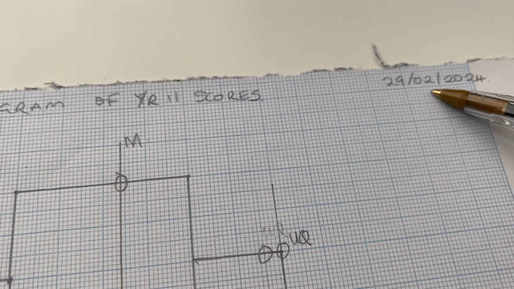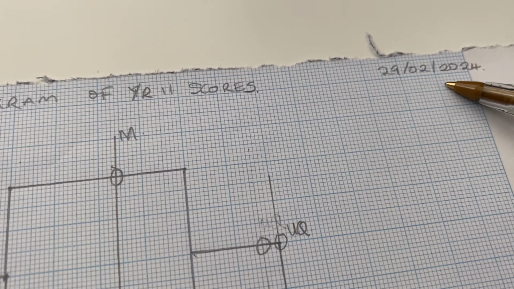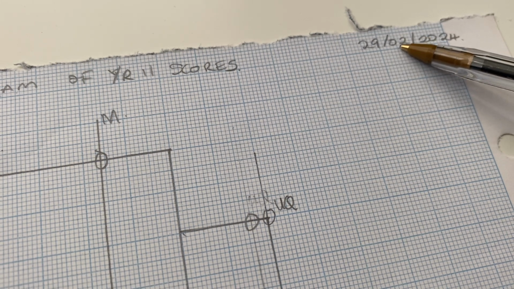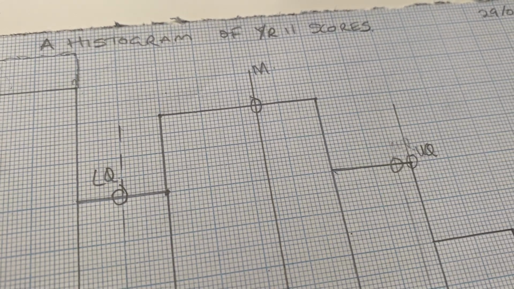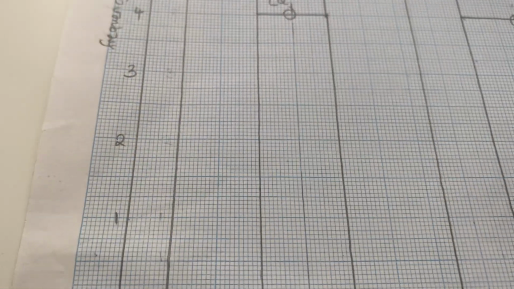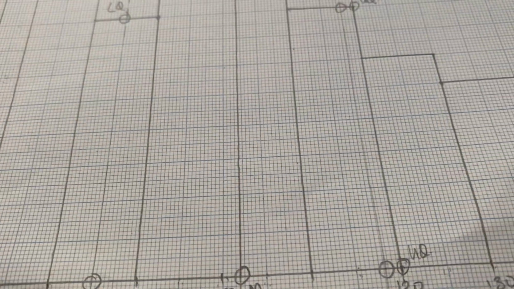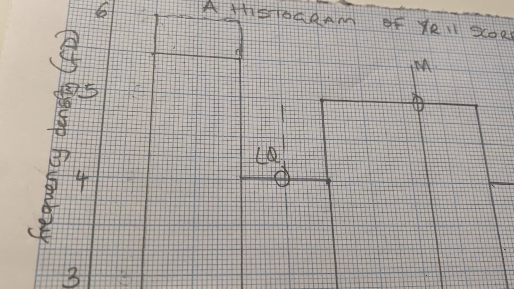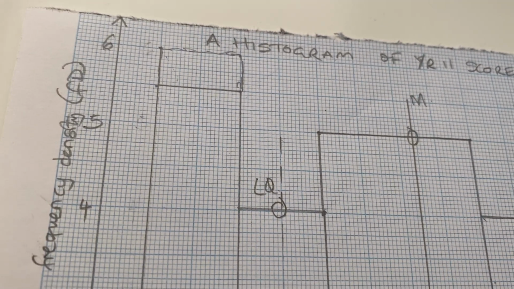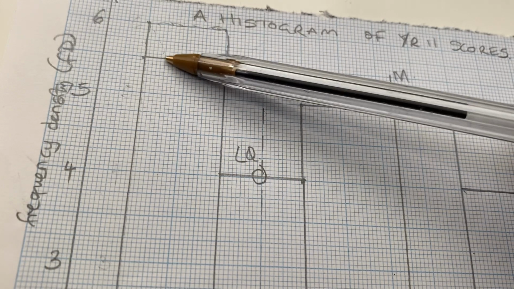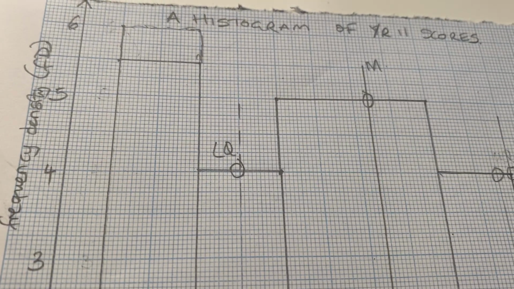This is my date, 29th of February 2024, for my reference. These are 320. If you finish, your total frequency should add up to 320. So I just recopied the graph and brought it back to show you. This is the graph here. This is not 5.5, it's 6. I'll use a ruler to straighten it up.